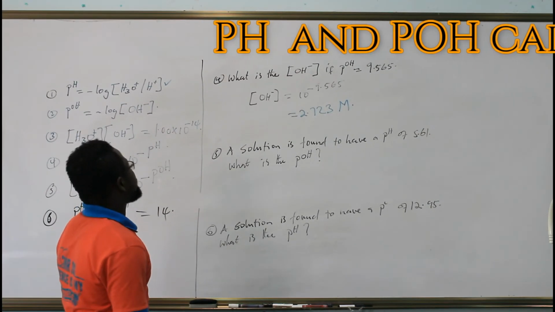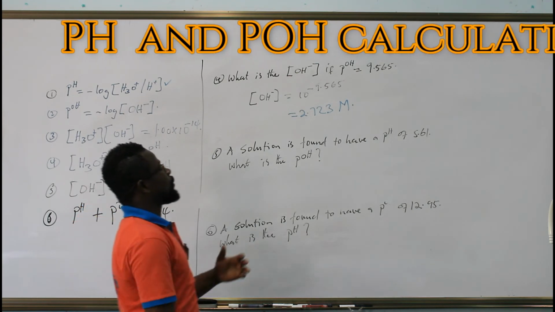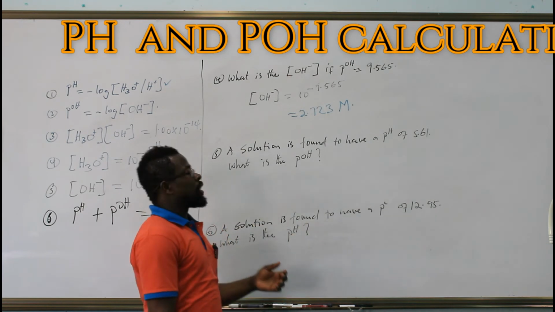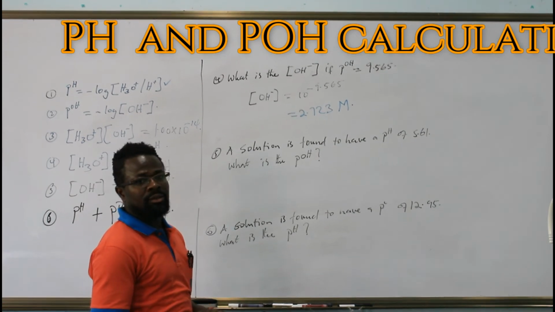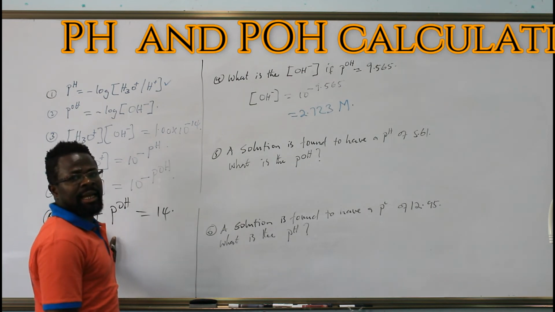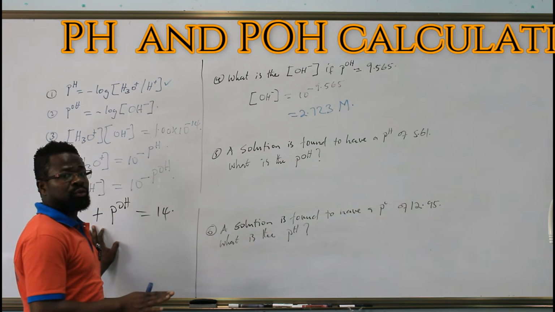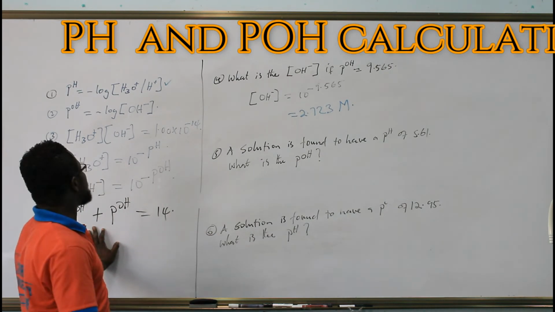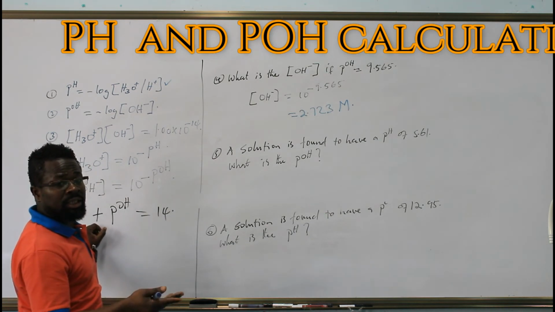Okay, guys. When we look at question number 5, the solution is found to have a pH of 5.61. What is the pOH? If we look at this particular problem, there are 2 ways that we can solve it. We can simply use formula number 6 and get the answer straightforward, which is one way that we can solve the problem, and we are going to do that. And then the second way, in order for us to know how to make use of formula number 3, we are going to solve it using an alternative way.